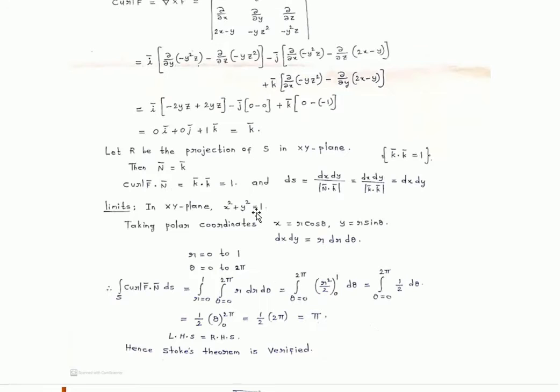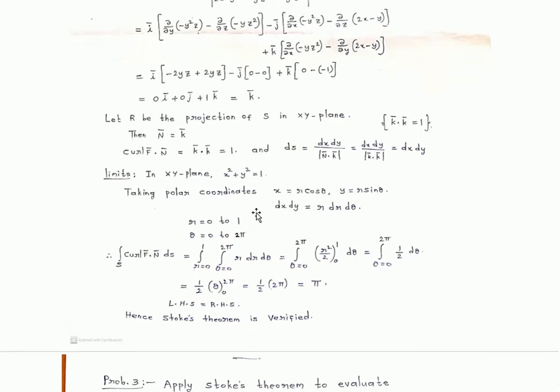So in the xy plane, the sphere becomes z equal to 0, x square plus y square plus z square equal to 1. Z will get cancelled in the xy plane, so you will get x square plus y square equal to 1. Since we are going to evaluate the surface integral, we take polar coordinates. Polar coordinates in the sense, xy variables will be converted to r variable and theta variable. If you take polar coordinates like this, x equal to r cos theta, y equal to r sin theta, dx dy is equal to r dr d theta. You need to remember this one. The limits are r equal to 0 to 1, because the radius of the sphere is 1, and theta equal to 0 to 2 pi, a complete circle.